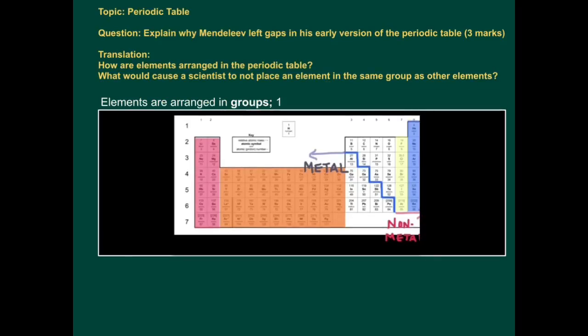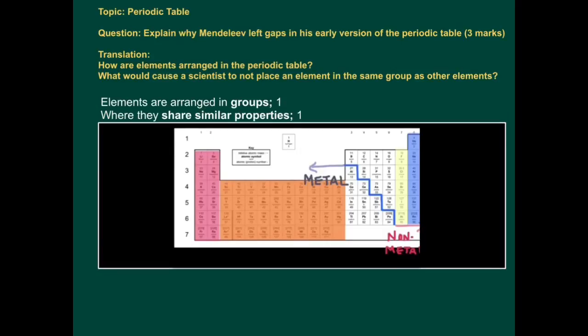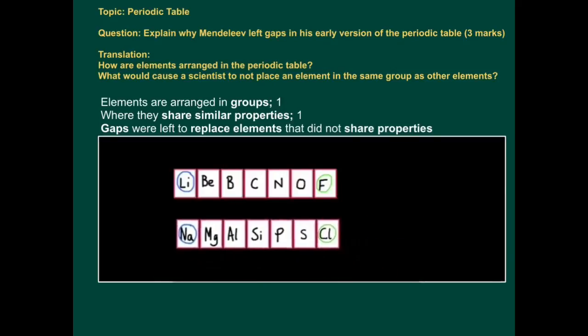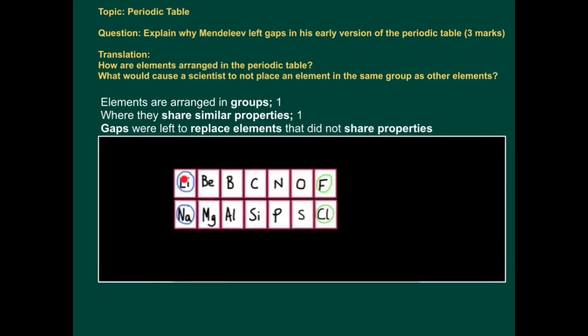So, elements are arranged in groups where they share similar properties. So all these are very reactive metals, all these are completely unreactive nonmetals, whereas the group 7 halogens are very reactive nonmetals. So groups were formed by putting elements underneath other elements which had similar properties. So you can see lithium and sodium have similar properties, fluorine and chlorine have similar properties.